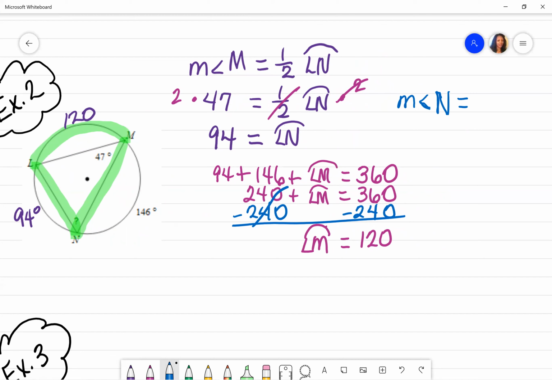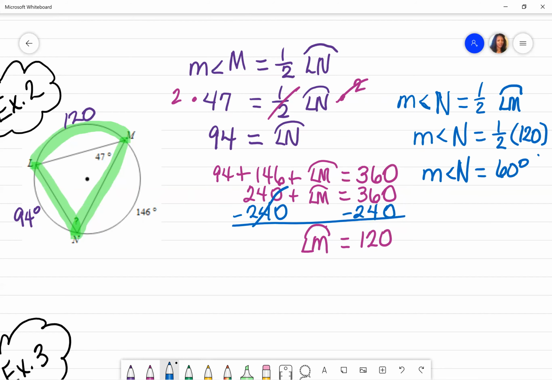Okay, it's going to equal 1/2 of, and now if I look, what arc subtends measure of angle N? It's arc LM. So now I substitute what I know. I don't know this measure of the angle. I do know, because I just found it, that arc LM equals 120 degrees. And now when I simplify, the measure of angle N is equal to 120 divided by 2, which is 60 degrees. So that's one way that you could find the measure of that inscribed angle.